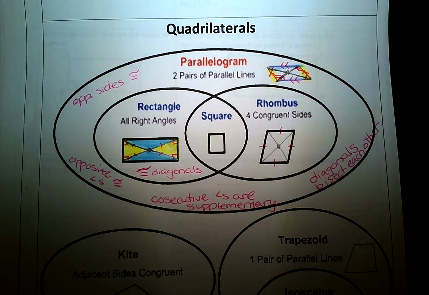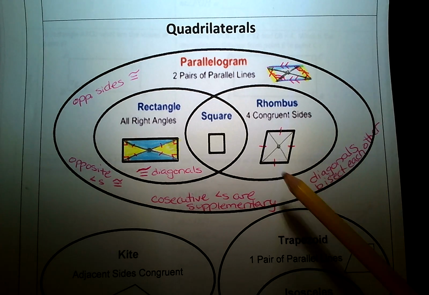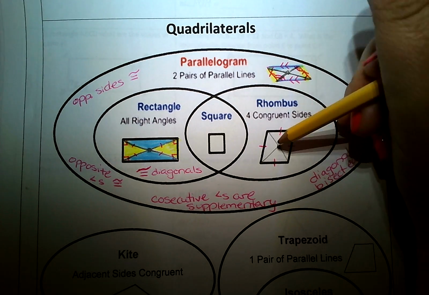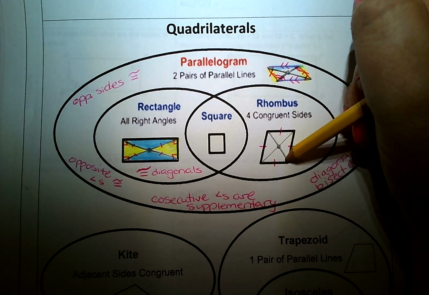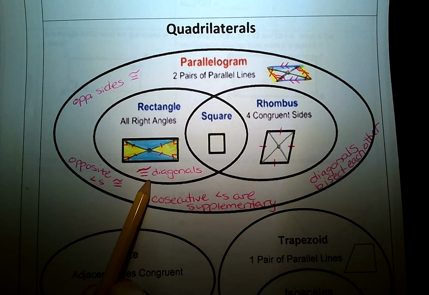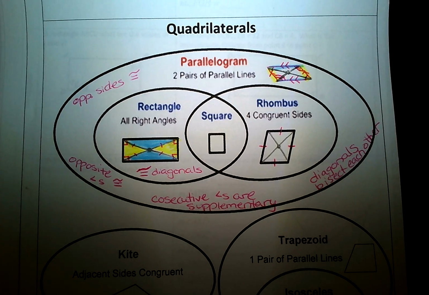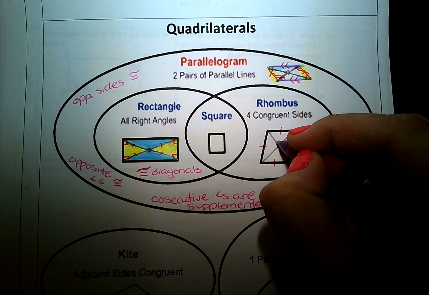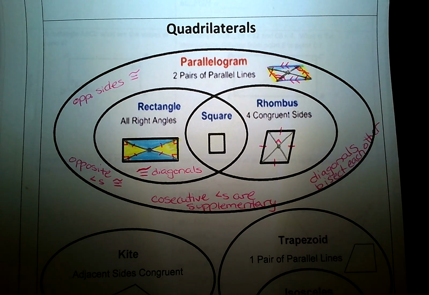Now, I see something distinctly different between a rhombus and a rectangle's diagonals. Here, I have one short diagonal and one long diagonal. Therefore, the diagonals are not congruent. However, the diagonals do meet at a perfect 90-degree angle. They're perpendicular to each other.